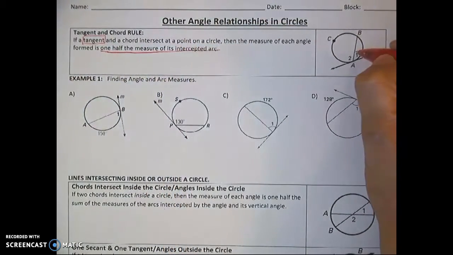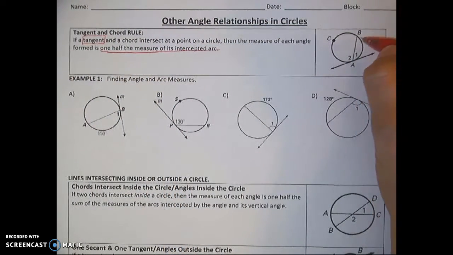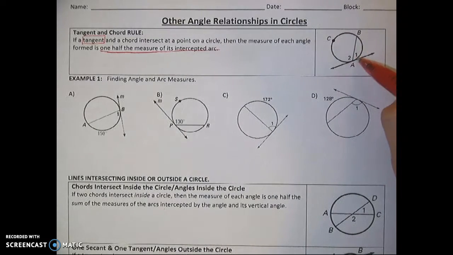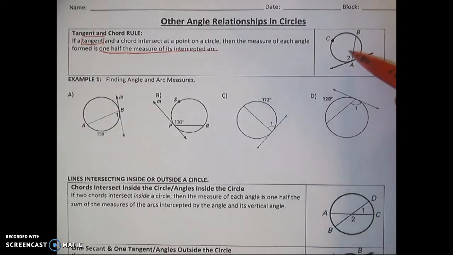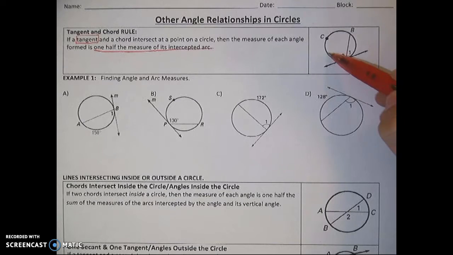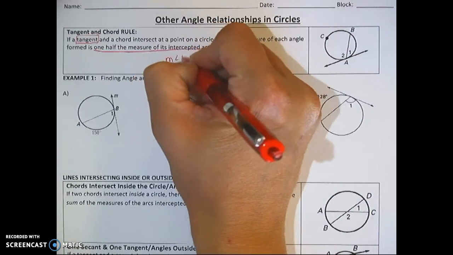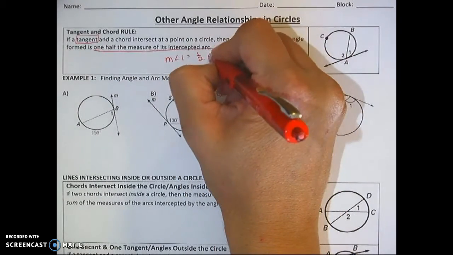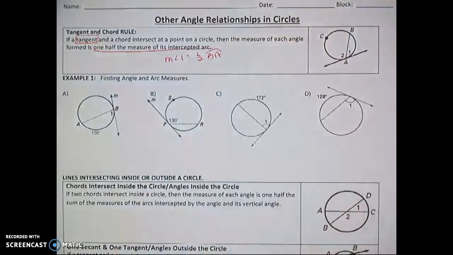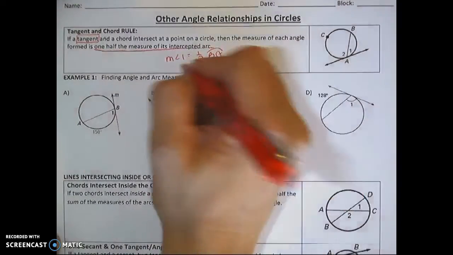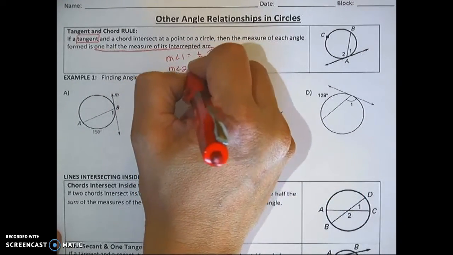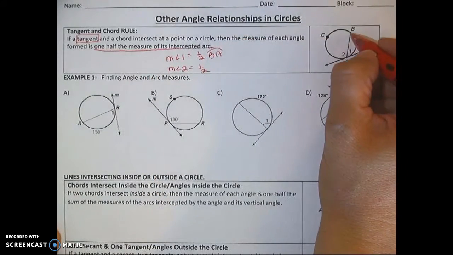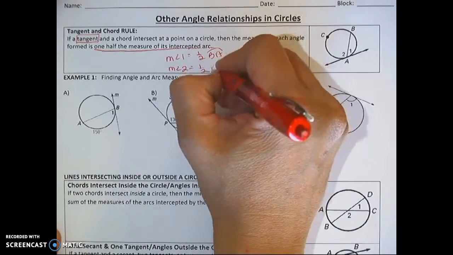1/2. So that means that this angle 1 is 1/2 the arc BA, its intercepted arc. The angle 2 is 1/2 the arc ACB. So I'm going to write that down. Measurement of angle 1 is 1/2 arc BA. And the measurement of angle 2 is 1/2 the other arc, ACB.